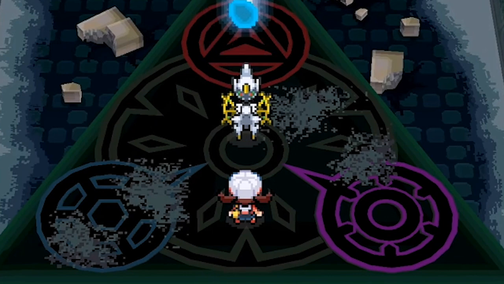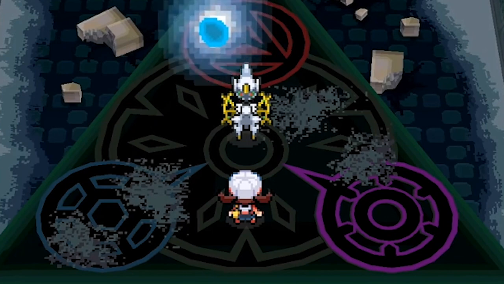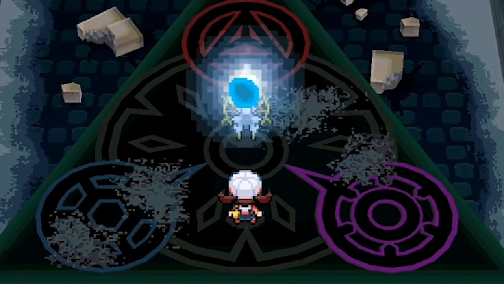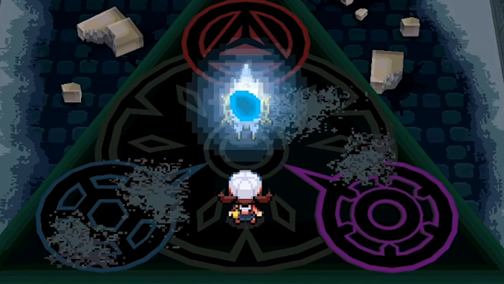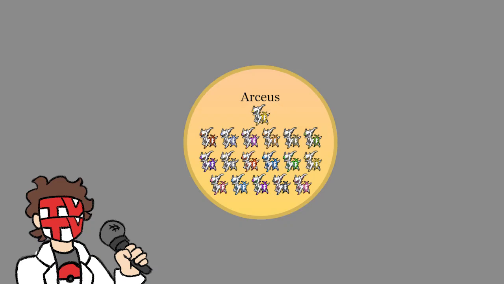Arceus' immense power is also on full display in the Heart Gold and Soul Silver event, where Arceus uses its creation abilities to make an egg containing a legendary Pokemon. As such, I think it's safe to put Arceus down at the bottom or core of our entire Pokemon tree, as the ultimate creator of the universe and all the Pokemon that reside within it.